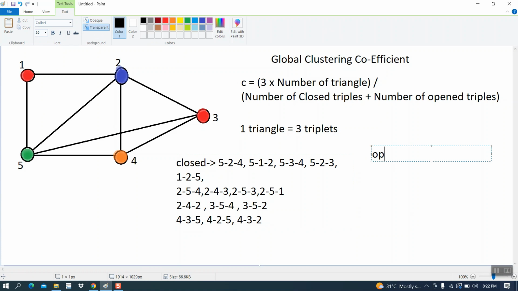Now let's find out open triples. We have 1, 2, 3, which is not a closed triplet. Then we have 1, 5, 4, which is also an open one. Then 1, 2, 4. Also we have 1, 5, 3.